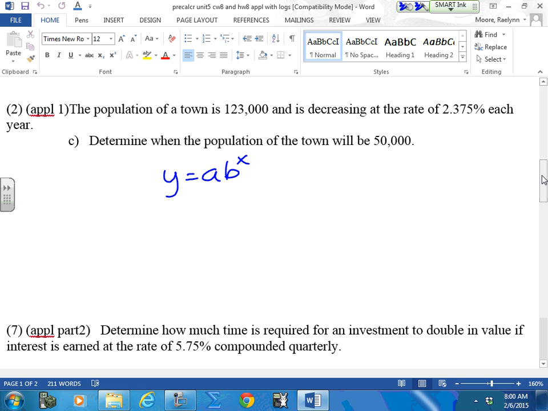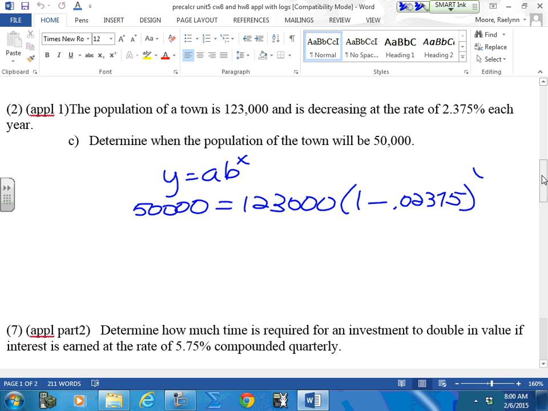We did this part already. We put in your y. When will it be 50,000? If it starts at 123 and it's decreasing at this rate, okay, I'm decreasing.